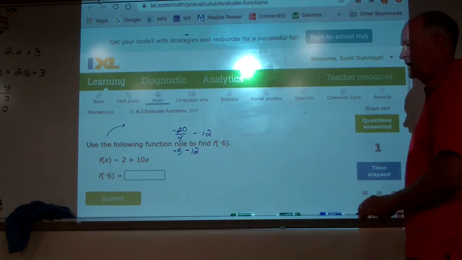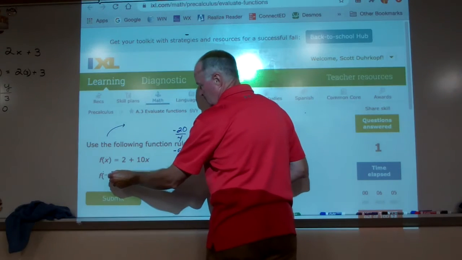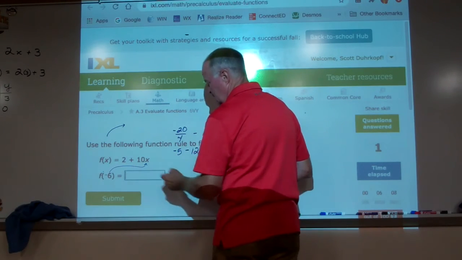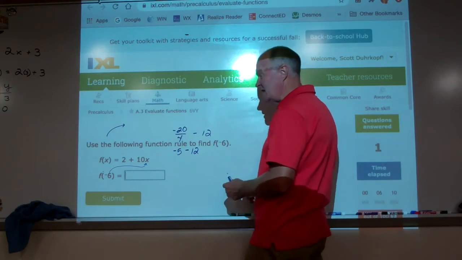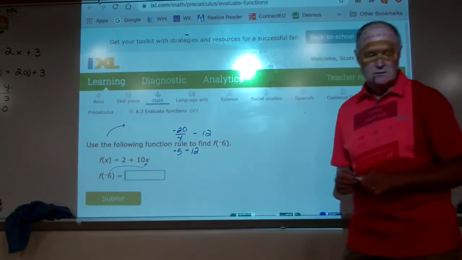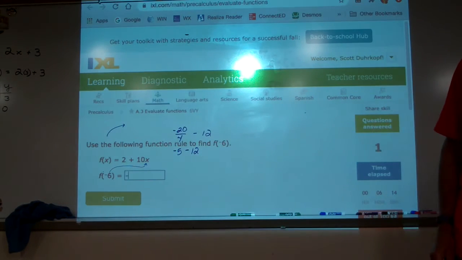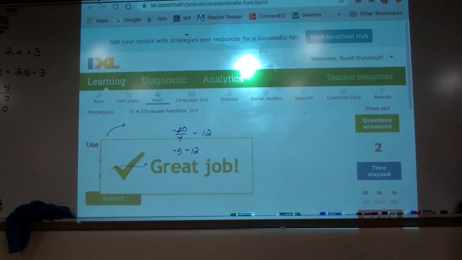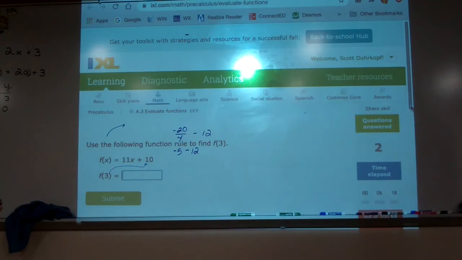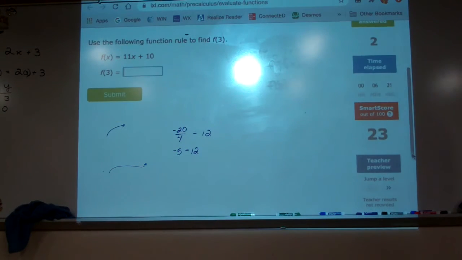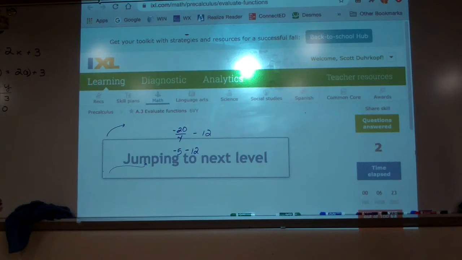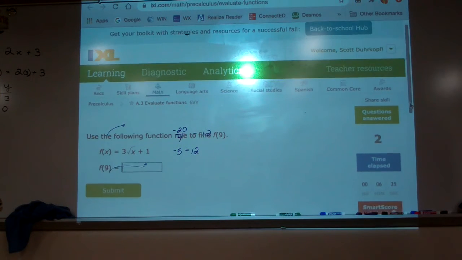Here I'm going to plug in negative 6. That's negative 60 plus 2, which is negative 58. Some of you might be able to do this stuff in your head. Some might not. Okay. This also jumps fairly quickly. Let me find a couple little tricks that you might run into.